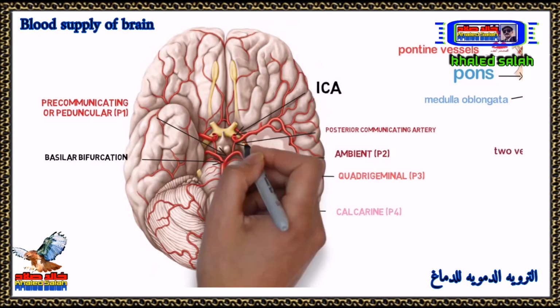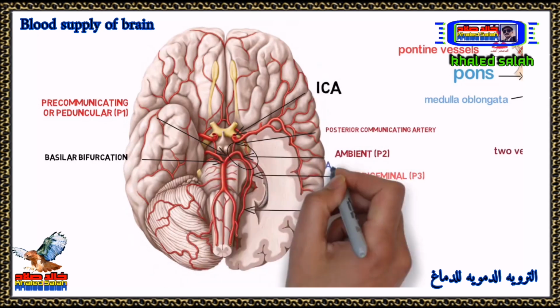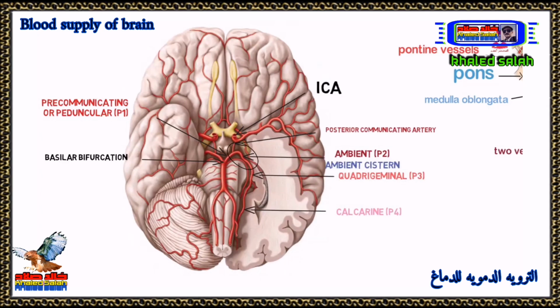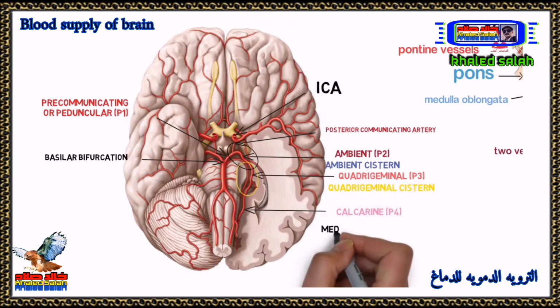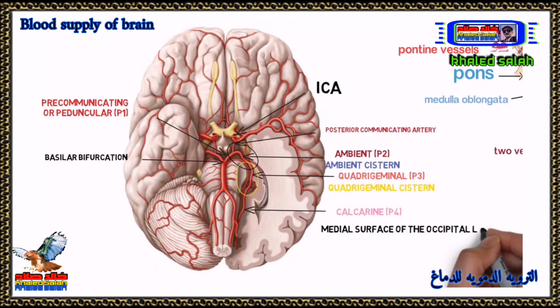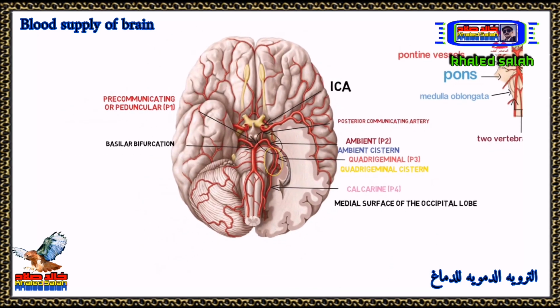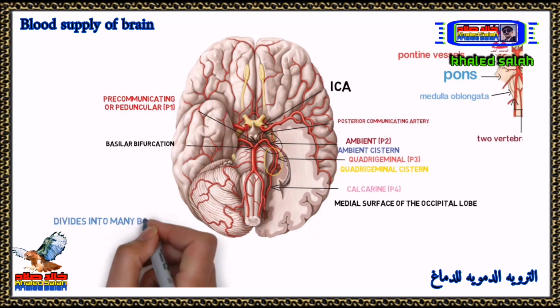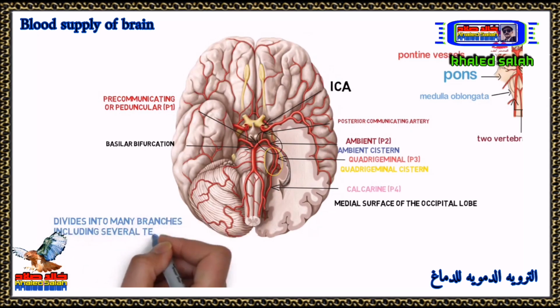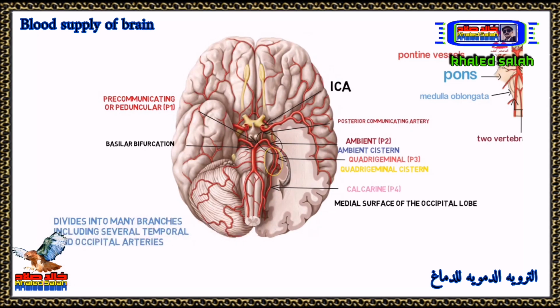The ambient segment courses posteriorly in the ambient cistern around the midbrain, and then continues as the quadrigeminal segment, located within the quadrigeminal cistern. The calcarine segment is located on the medial surface of the occipital lobe. The distal posterior cerebral artery frequently divides into many branches, including several temporal and occipital arteries.